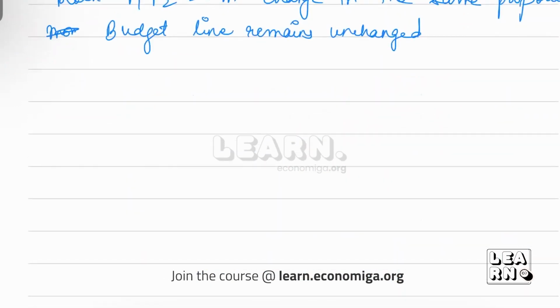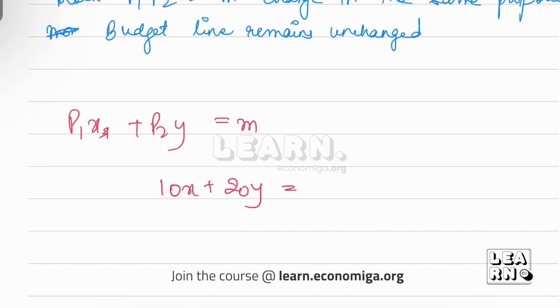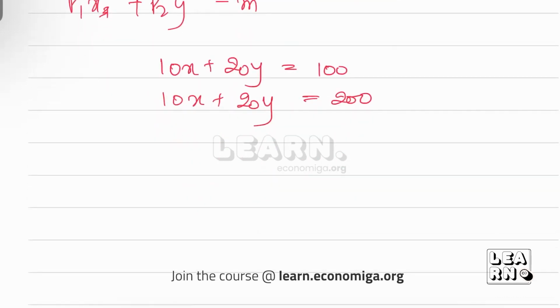Now let's consider the second case. P1X plus P2Y is equal to M. Now just your money income is changing, right? It's increasing, for example. Let's say 10X plus 20Y is equal to 100. This was your initial income. And all of a sudden, your new income has become 200. Okay, let's plot these two lines. You'll understand automatically.